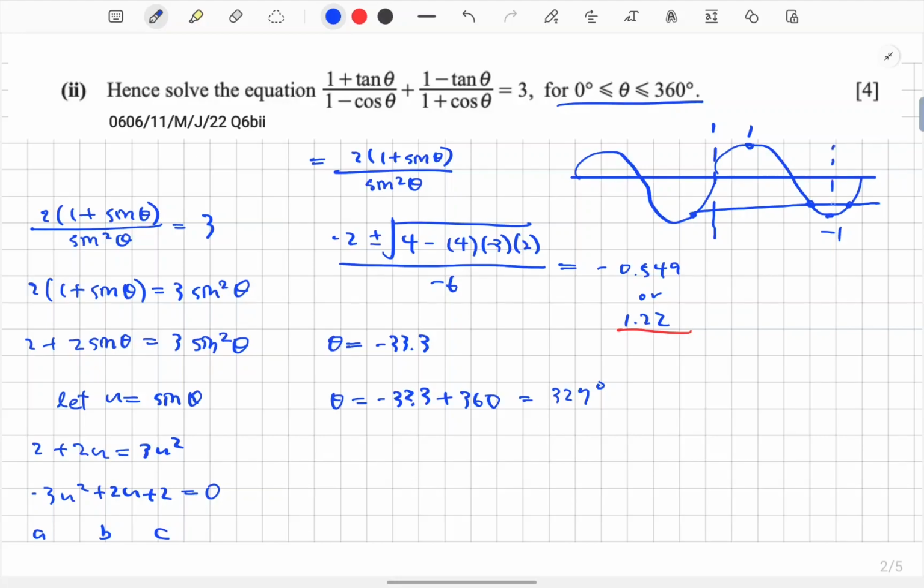But we know that there's another symmetry here. It is symmetry at 270. So it will be the same distance from 270 to 327 to this unknown value. So 327 subtract 270 will be 57, and 270 minus 57 is theta, and it is 213 degrees. These are our two answers.